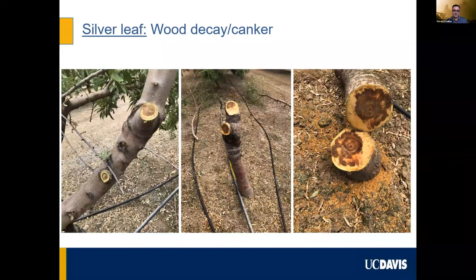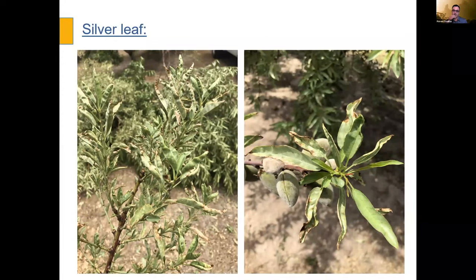Silver leaf is quite aggressive. The fungus may grow several feet during a growing season. These are infections that occur all the way up into the scaffold, all the way down the trunks, and pretty much all the way down the rootstock. So really a fast growing pathogen, but something that we have spotted more commonly in the last few years.